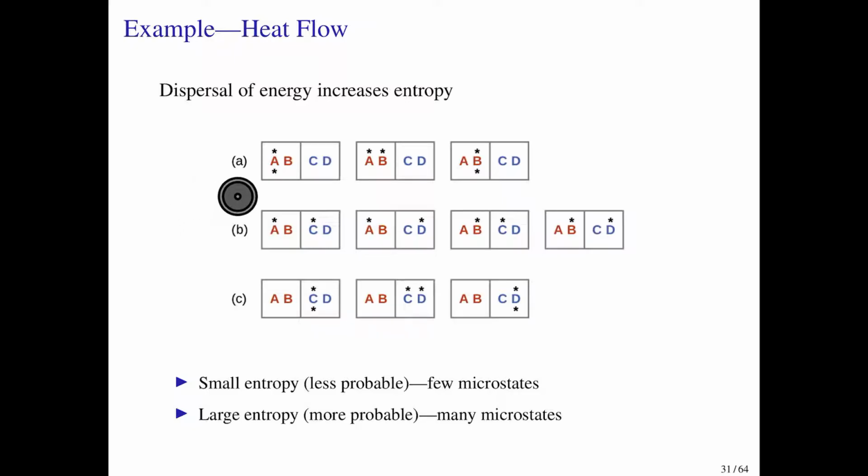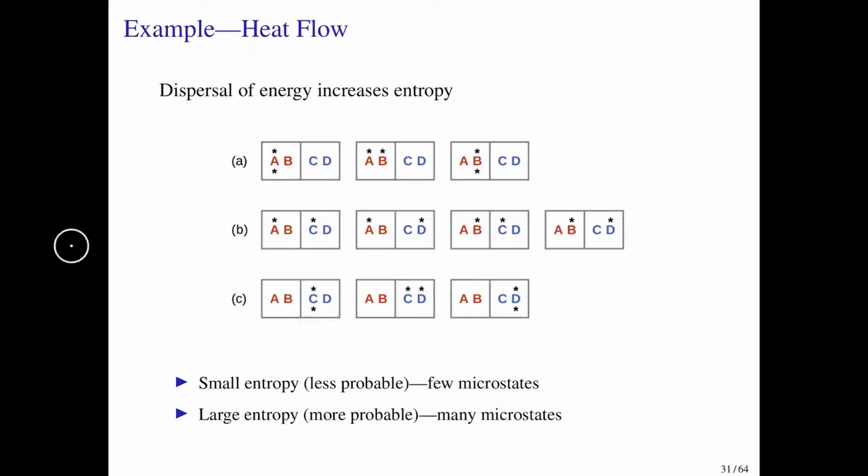So you can have the unit of energy on A and 1 on C. You can put 1 on A and 1 on D, or B and C, or B and D. And so for part B, we see that as we distribute the energy across both sides of the system, there are more microstates available. So this macrostate has more microstates, it has a larger entropy, and it's the more probable of the macrostates.